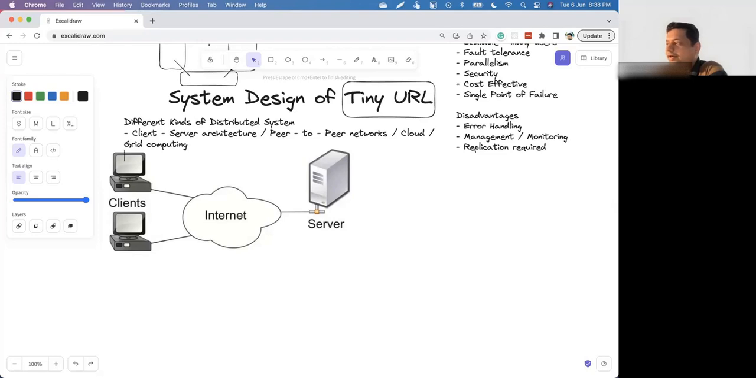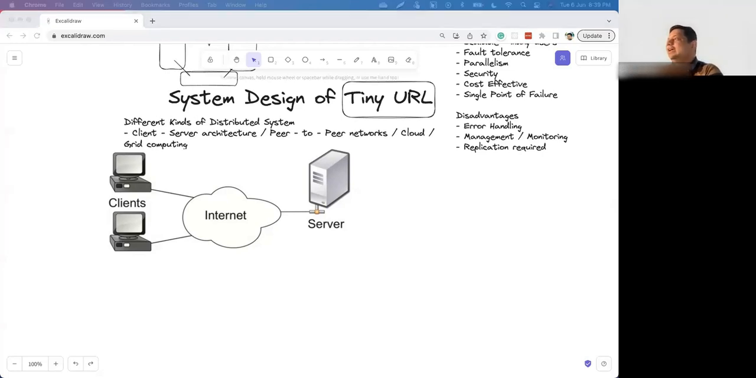In your office, you may be sharing a printer, right? So printer sharing can also happen. Basically, these are all networks, and there are different kinds of distributed systems. You can share resources across multiple systems using distributed computing, right? So this is just enough for now to understand distributed systems.